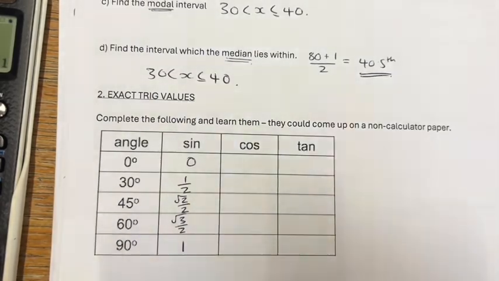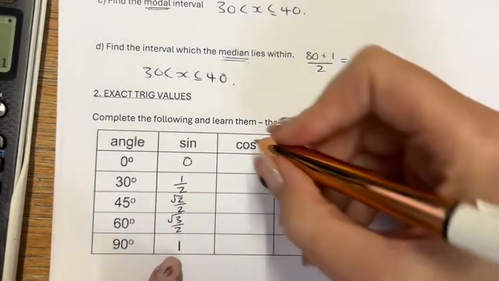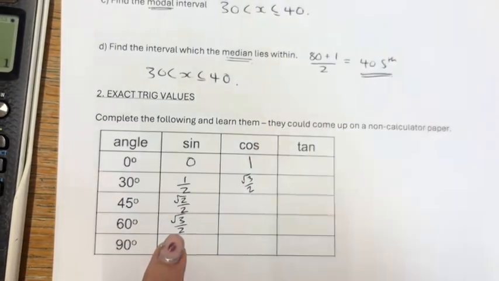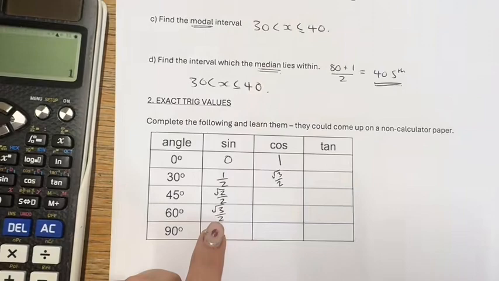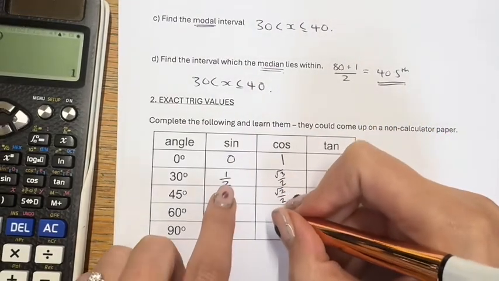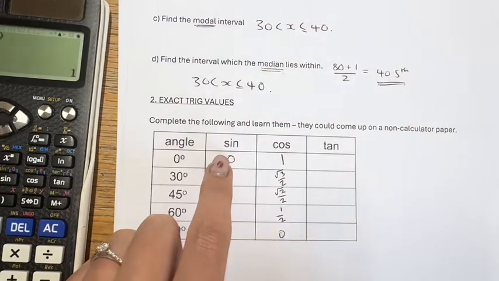Okay, and then the cos is just it flipped, so I can go backwards. So that's going to be 1. That's going to be root 3 over 2. That's going to be root 2 over 2. That's going to be 1/2, and that's going to be 0.